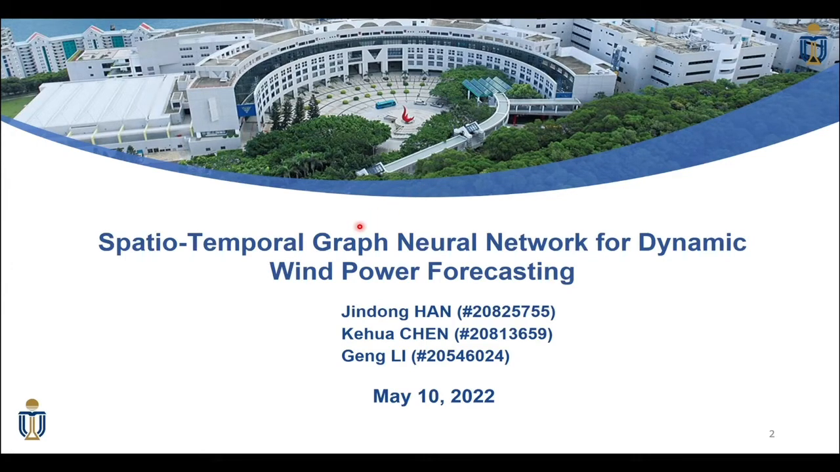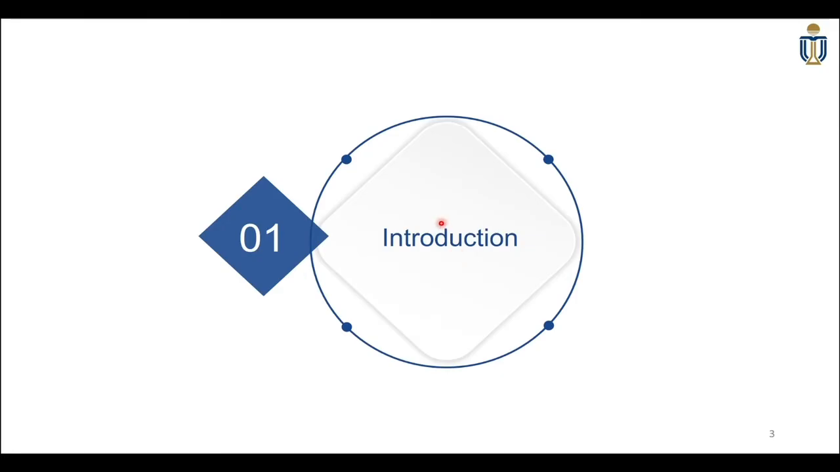Hello, welcome to our term project presentation. This is group 15, and our topic is Spatial-Temporal Graph Neural Network for Dynamic Wind Power Forecasting. Our group includes Han Jingdong, Chen Hehua, and I am Li Gen. So let's get started. First, let me give you some background introduction.